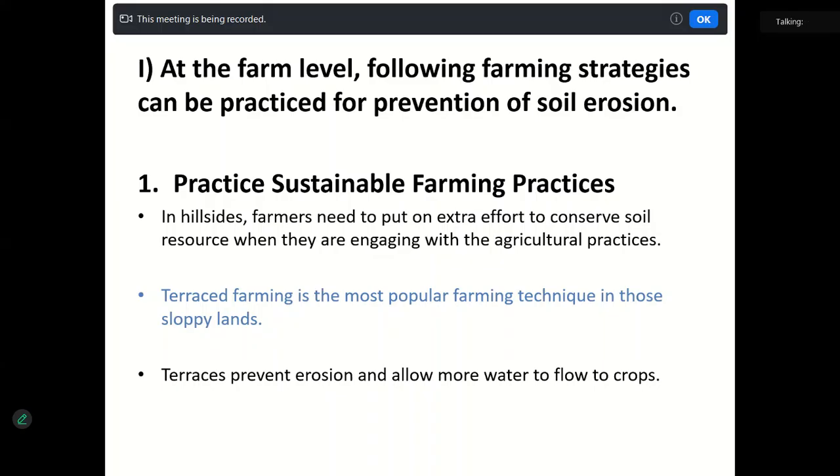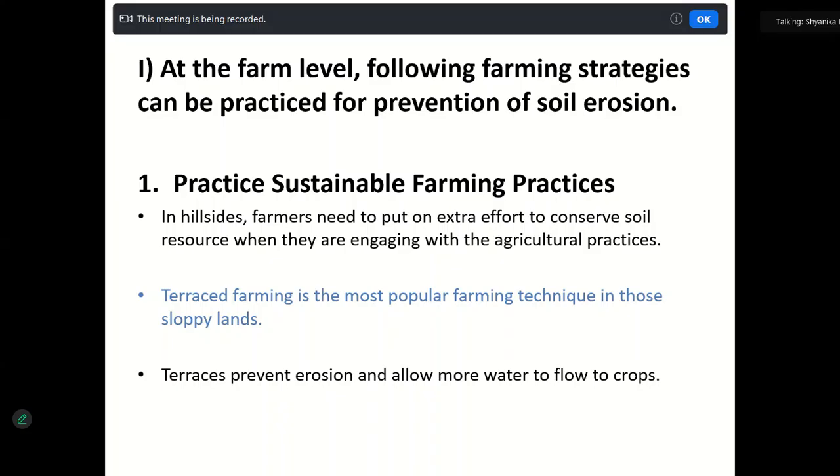All right. At the farm level, we can practice different farming strategies. For example, if it is a very steep hilly area, we can practice terrace farming, right? Terrace farming we can practice, so that we can cultivate some rice there in the terrace kind of paddy fields in the hilly areas. In Kandy, Matale, we can see those kind of terraced lands, okay?